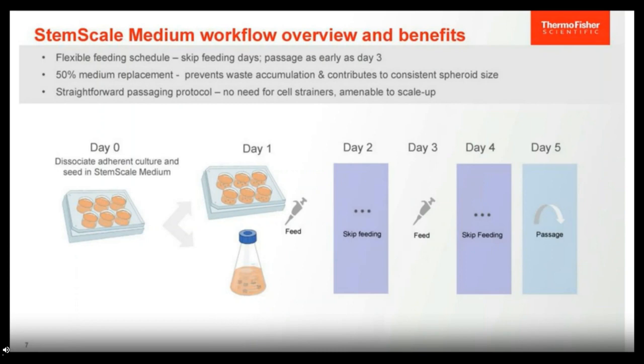And as I mentioned, the 50% medium replacement strategy illustrated here is an every other day feed, although you can feed cells daily in order to maximize their viability. So in the example here for an every other day feed, we are skipping feeding on day 2 and day 4 in order to passage cells on day 5. This is a typical 5-day passaging schedule, but you can passage cells on day 4 as well, or even as early as day 3 if you want to avoid passaging on the weekend.